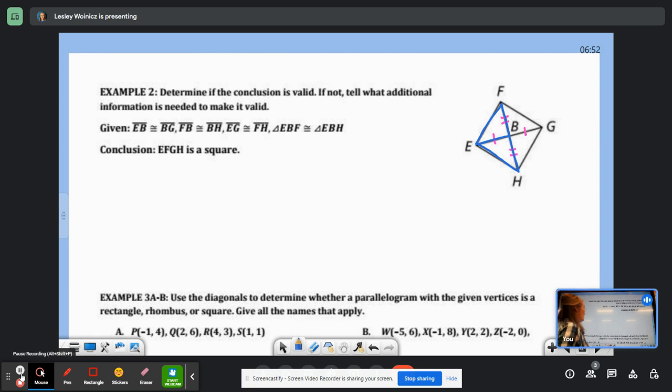Okay, so I'm still thinking about this one, but I'm going to think out loud instead of by myself. Okay, so angle E is congruent to angle E. B is congruent to angle B. And F is congruent to angle H.